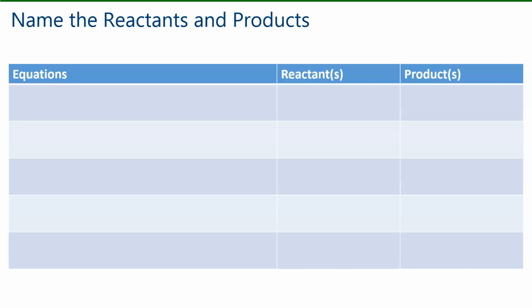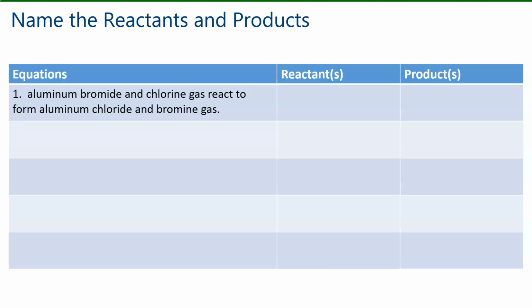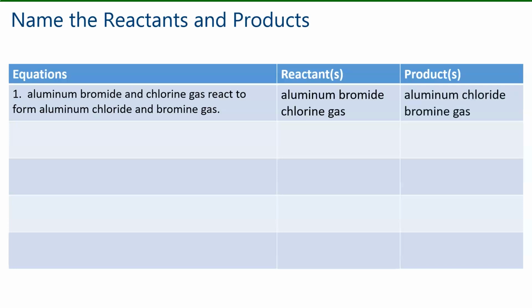Let's do some practice naming the reactants and products in equations. Our first example is a description of a chemical reaction. Aluminum bromide and chlorine gas react to form aluminum chloride and bromine gas. What are the reactants here? The reactants are aluminum bromide and chlorine gas. So it says they react. To form means the products. So the products are aluminum chloride and bromine gas.